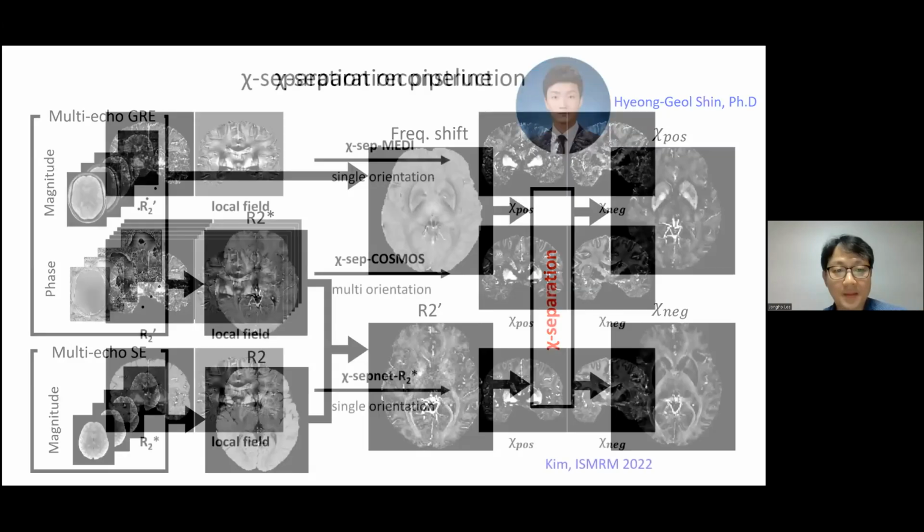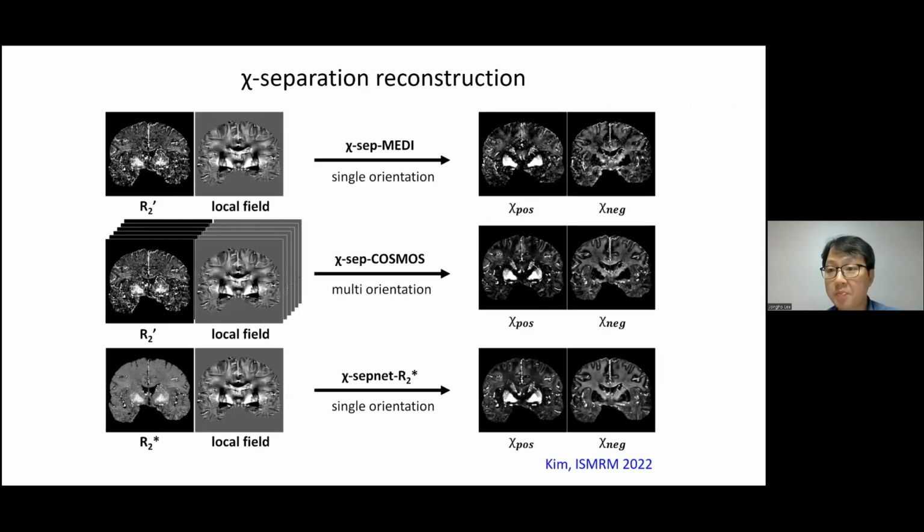And again, we have multiple different ways of generating these two maps. The first one is just utilizing a single orientation data set and using some regularization, like the MEDI regularization that is popular in QSM reconstruction, and we can generate the positive and negative susceptibility maps. We can also acquire multiple head orientation data sets and then again generate better images.